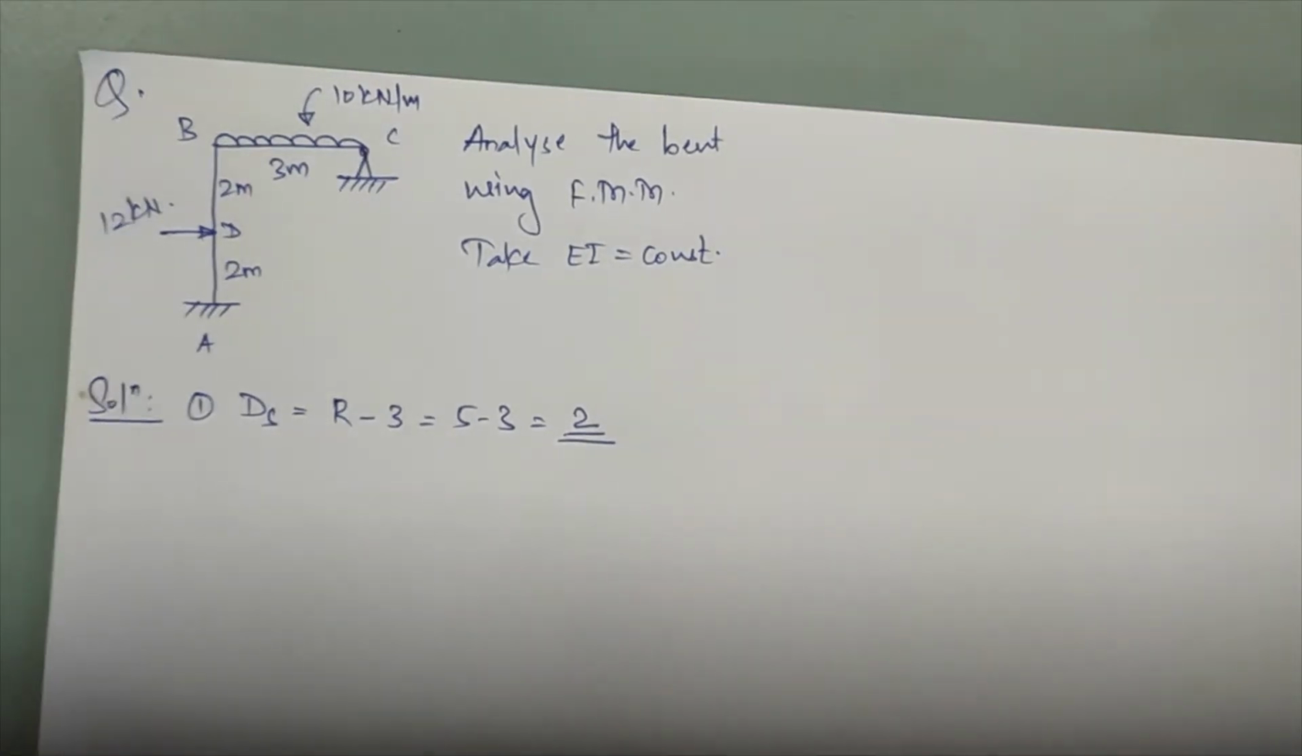Now if you see that B is a rigid joint, for a rigid joint we consider only the rotation value, that is theta, but in case of frames, or in the flexibility matrix method, we do not consider those values, because we need the Ds values here.